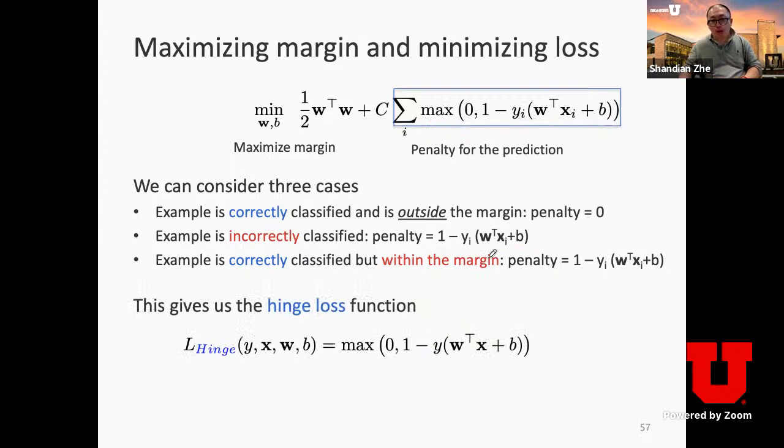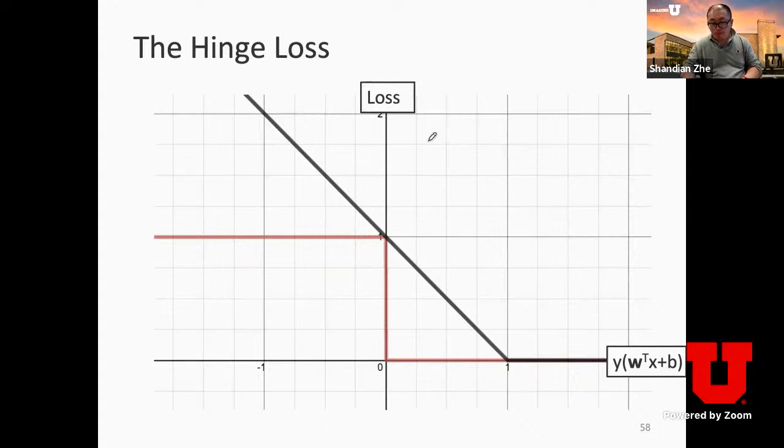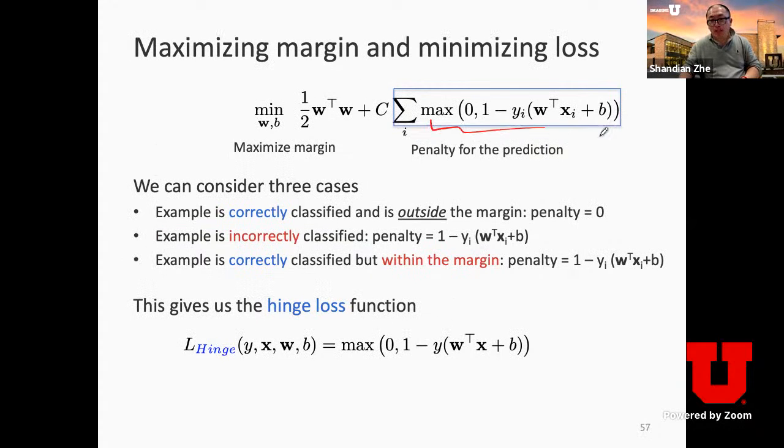Okay, so we define this max function as a loss function, and this loss function is called Hinge loss. It's a very famous loss function. The loss function is defined for a training example, right? So it's the max between 0 and 1 minus the product between the ground truth label and the prediction score.